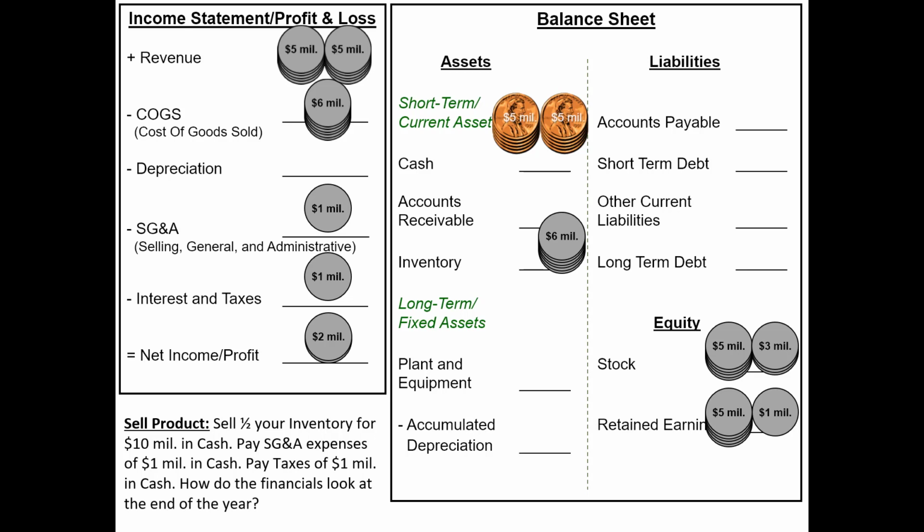Our balance sheet does not balance. We got 16 million on one side, but on the other side, it looks like we've only got 14 million. Where's the difference, and how do we make that up?